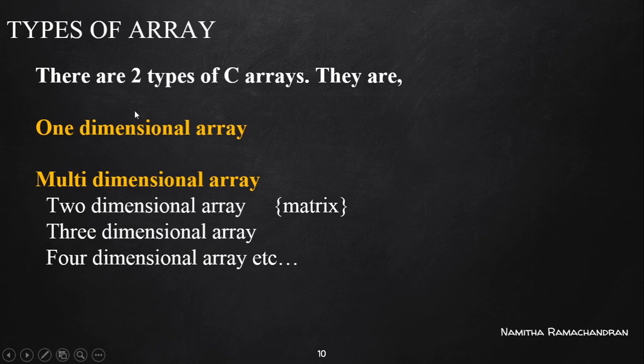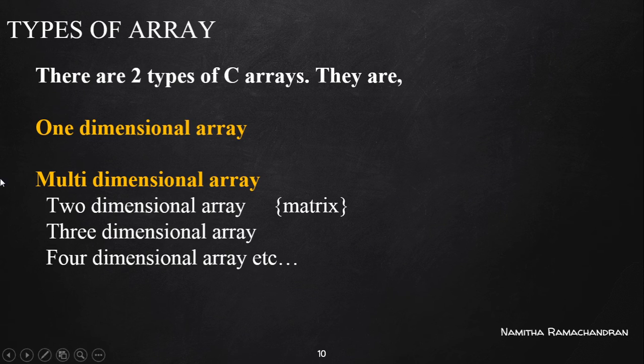Okay, in general, we have two types of arrays. They are the one-dimensional array and the multi-dimensional array. The multi-dimensional arrays, we can say two-dimensional array, three-dimensional array, four-dimensional array, etc. And this one is the common example of a multi-dimensional array, that is the two-dimensional array. We can call it a matrix also.